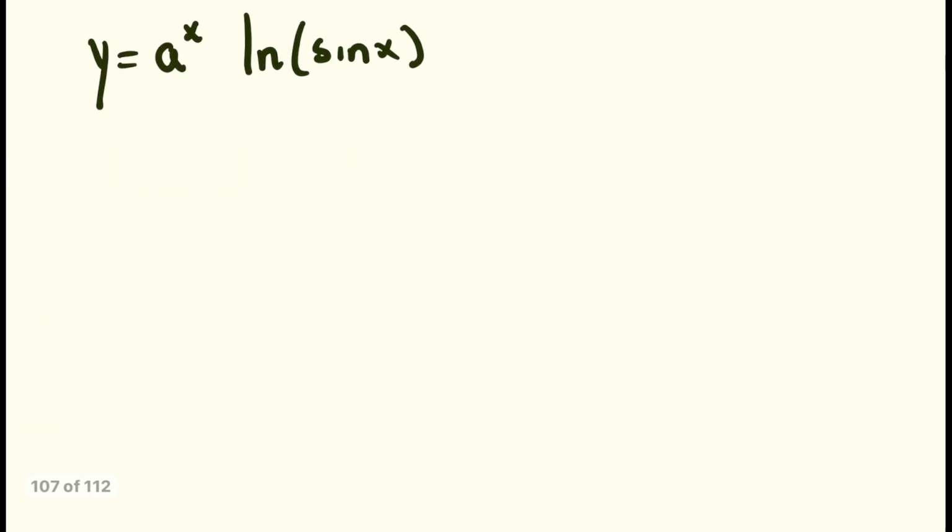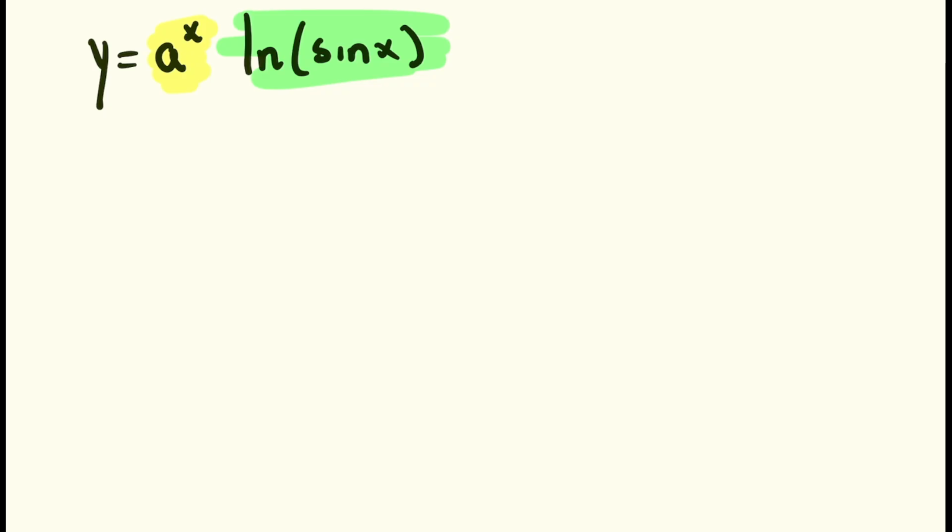All right, so the first thing we're going to notice is that there are two parts to our equation here. We have this a to the x here, and then we have this natural log of sine of x, and these two are multiplied together. So that tells us that we want to use a product rule, and that is in fact where we are going to go.